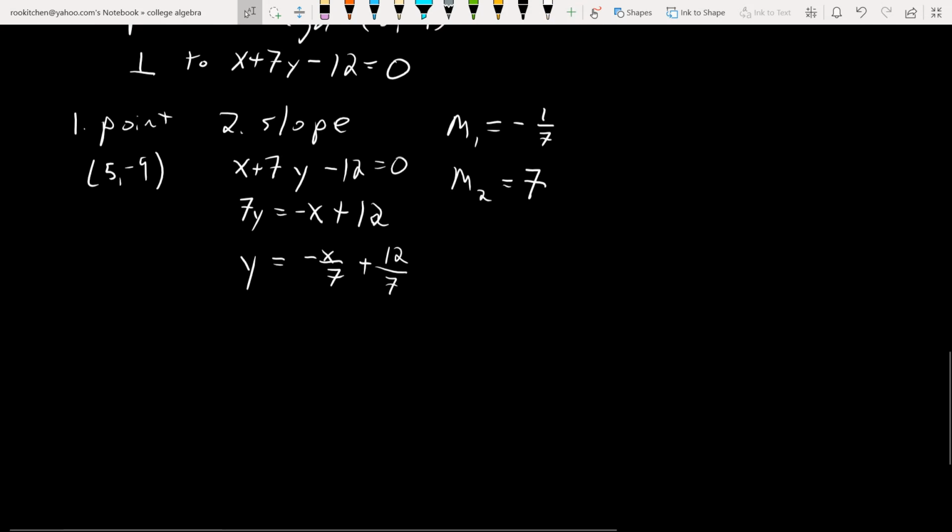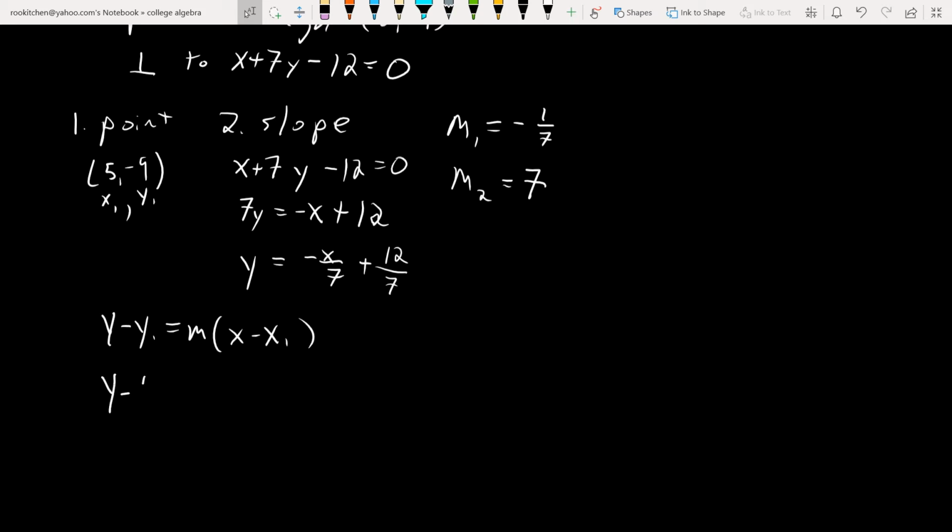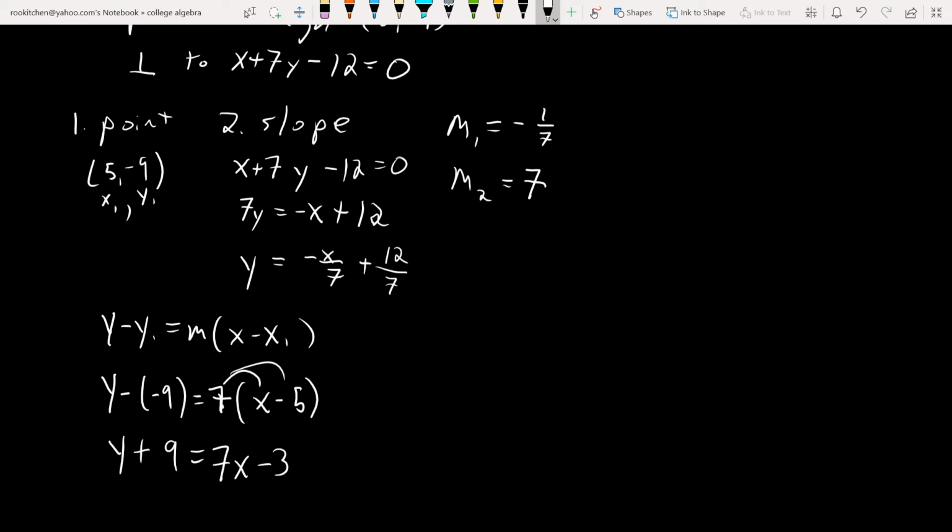Okay, now we can plug everything into our point-slope form. Y minus y1 is m times x minus x1. Okay, this is x1, this is y1. And what do we get? Y minus negative 9 is 7 times x minus 5. Okay. This time we're not solving for y. What we want to do is get the x and the y and the constant on one side. Okay. So we'll have y plus 9 equals, and have to distribute, 7x minus 35.